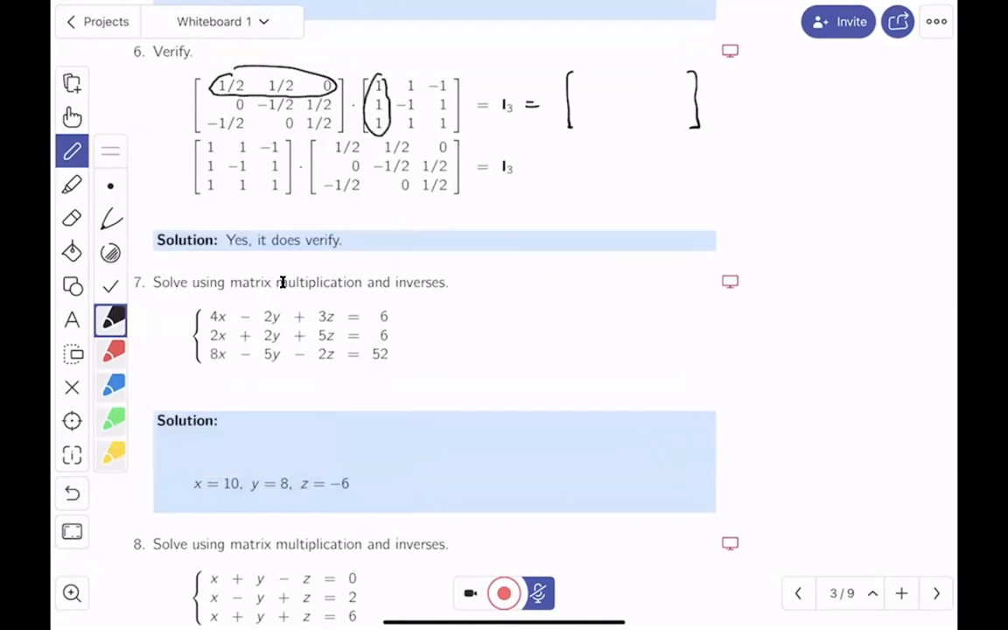So 1/2 plus 1/2 plus 0 is 1. Worked beautifully. Next one is going to be 1/2 minus 1/2, which is 0. That worked beautifully. Next one is going to be minus 1/2 plus 1/2. Oh, 0 again. Looks good. What's next one going to be?